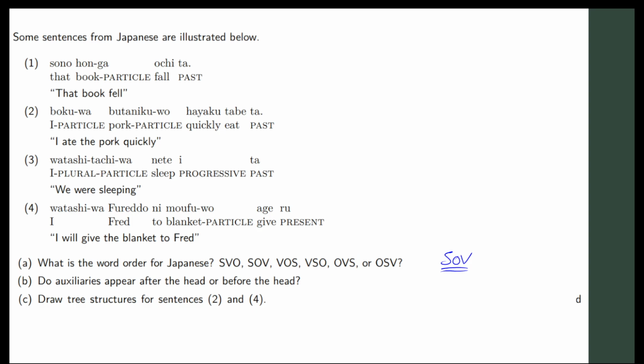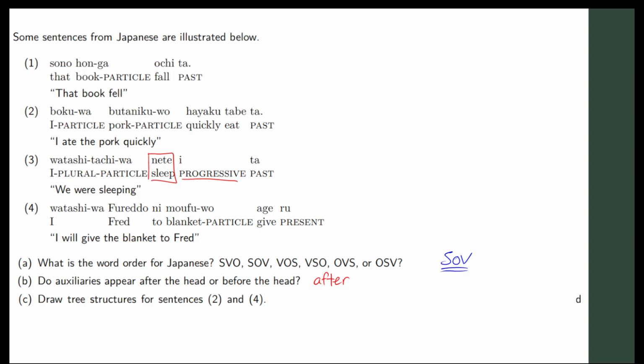Do auxiliaries appear after the head or before the head? So in other words, after or before the verb. Well, what are our auxiliaries? Things like progressive, perfect, things like that. So what do we find? Well, in 3, it says we were sleeping. So we have our verb here, and then progressive is following after it. So the answer is that the auxiliaries are going to appear after, which is the opposite of English.